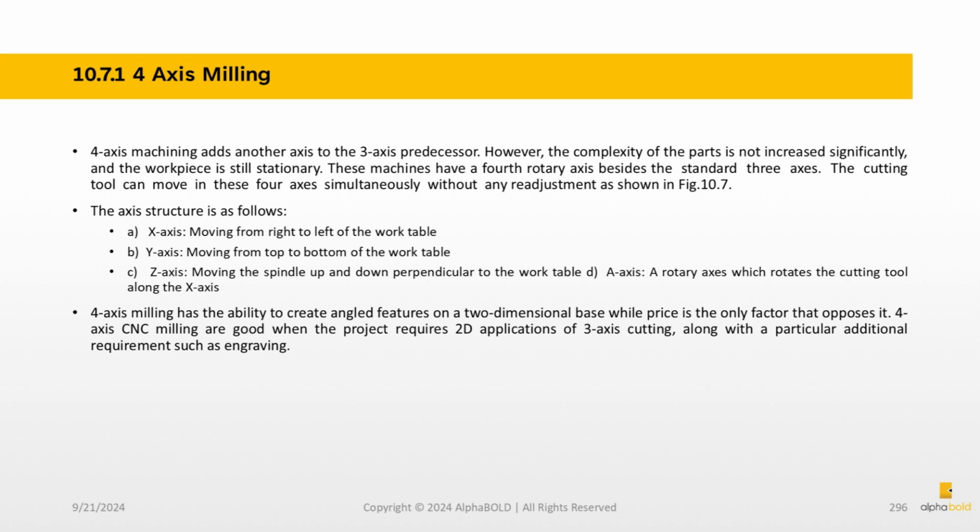A. X-axis, moving from right to left of the work table. B. Y-axis, moving from top to bottom of the work table. C. Z-axis, moving the spindle up and down perpendicular to the work table. D. A-axis, a rotary axis which rotates the cutting tool along the x-axis.